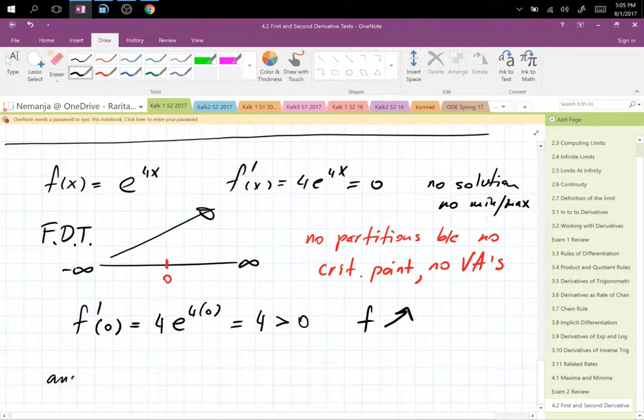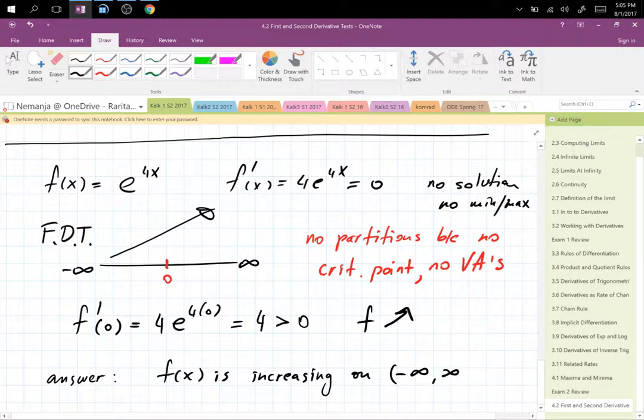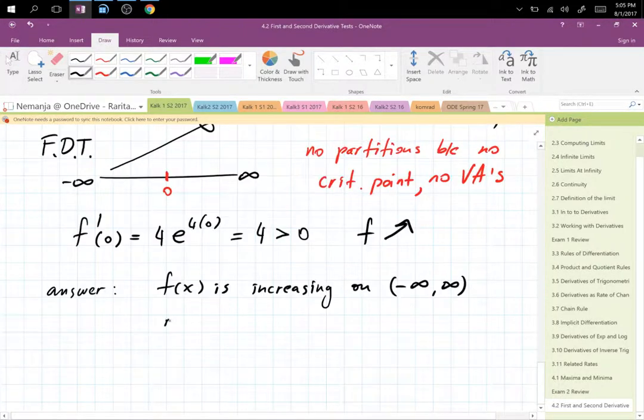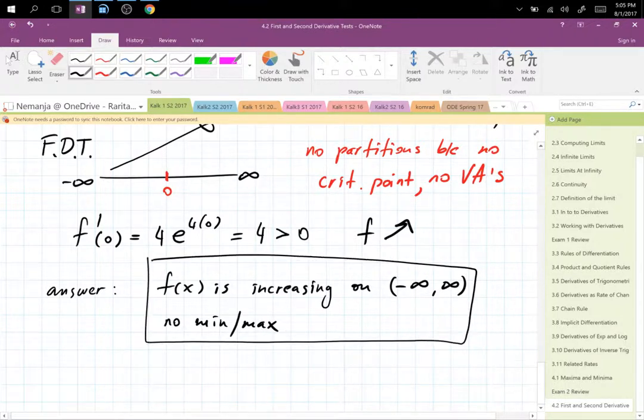And the answer is f of x is increasing on negative infinity to infinity, no min max, because such is life, right?